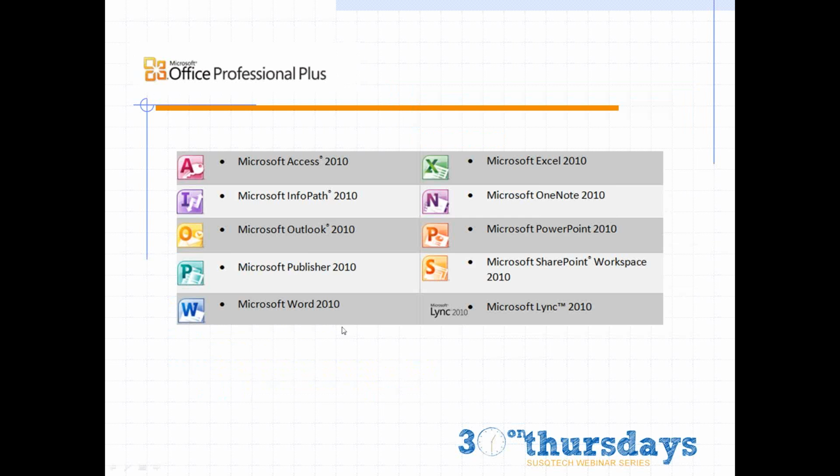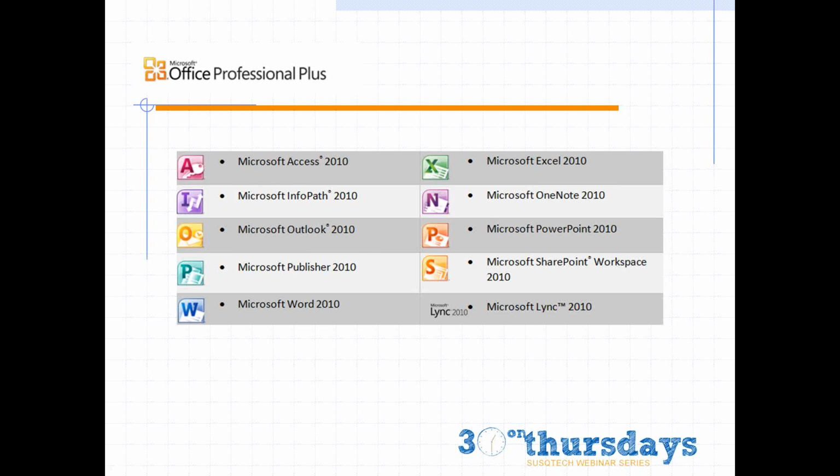All right, in addition to SharePoint and Lync, you also get Office Professional Plus. And with Office Professional Plus, you get Access, InfoPath, Outlook, Publisher, Word, Excel, OneNote, PowerPoint, and also the Microsoft SharePoint Workspace and Lync as well. There are a lot of great things that you can do with Professional Plus. So you can install these on your local machine and have access to all of this software with Office 365. So you get a lot with this, all for one monthly cost.